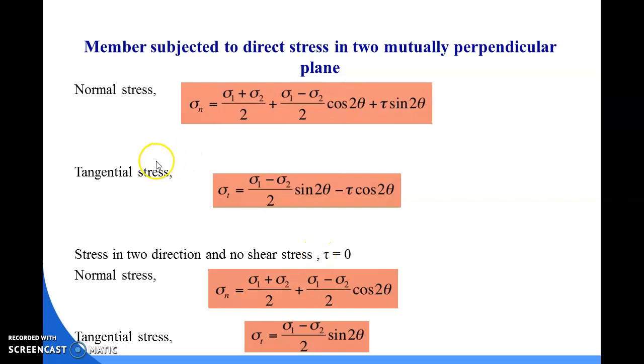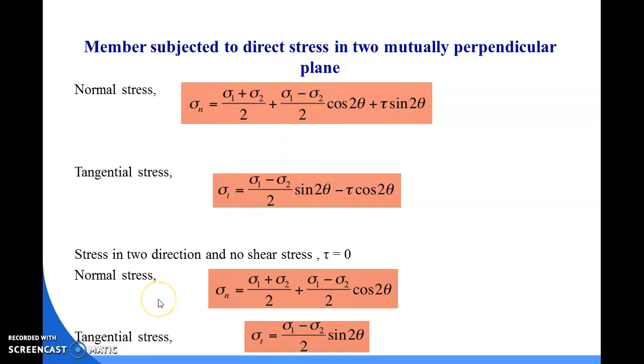For the tangential stress, here also the tau value is neglected. If we put tau as 0, then the tau cos 2 theta term is also 0. So only (sigma 1 minus sigma 2) divided by 2 sine 2 theta is the formula for the tangential stress for direct stress in two mutually perpendicular planes.